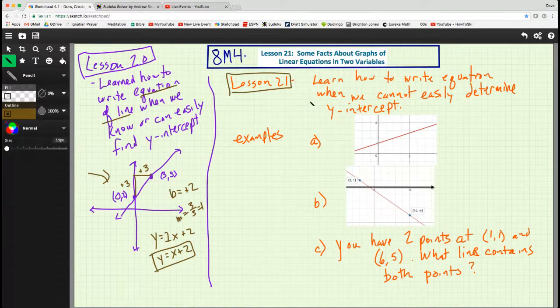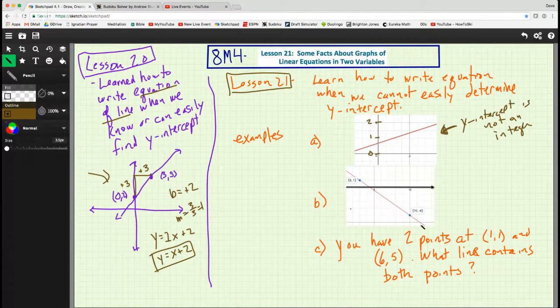And we might not be able to determine the y-intercept for a couple of reasons. One, here in example A, we see that this is 2 and this is 1, and here's 0. So we really don't know what our y-intercept is. We can only guess at it, and we don't like guessing. This is an example where the y-intercept is not an integer. So we have to go about finding our equation in another way.